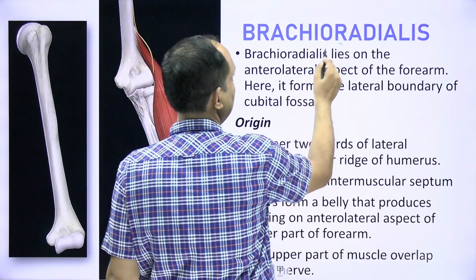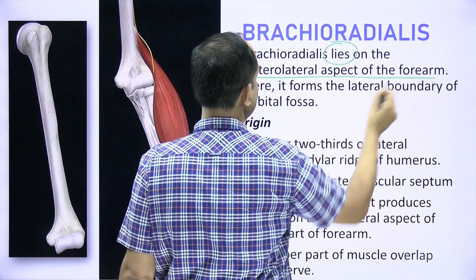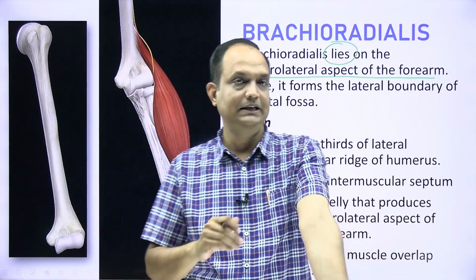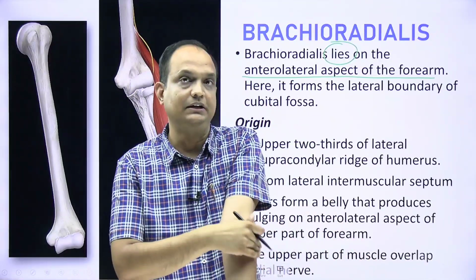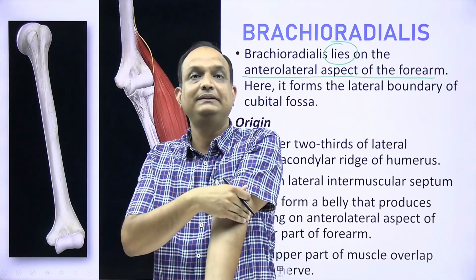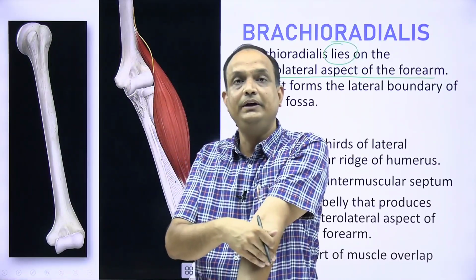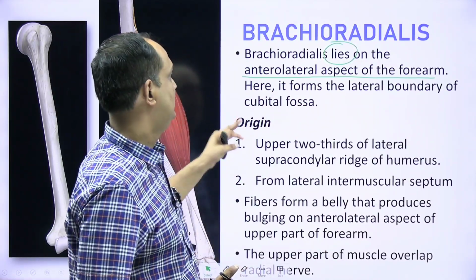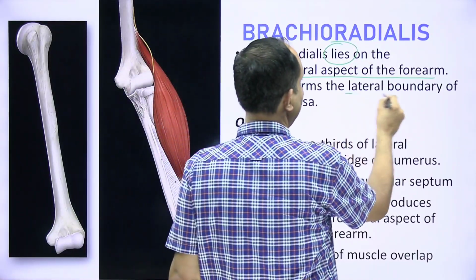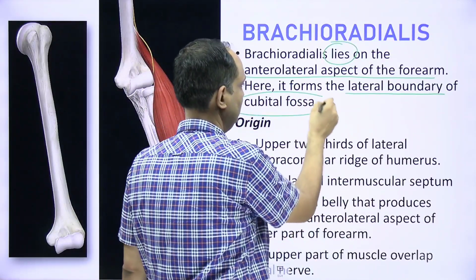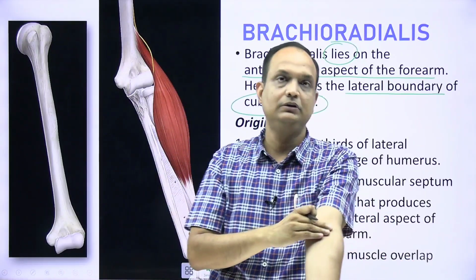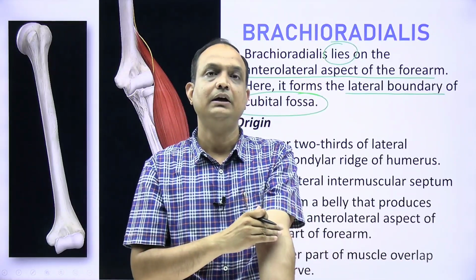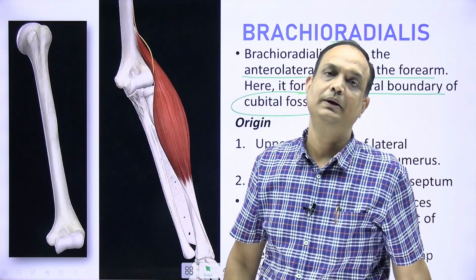Brachioradialis lies on the anterolateral aspect of the forearm. Whenever you look at your forearm, you will see this bulging. This bulging is predominantly caused by the brachioradialis. This muscle also contributes to the lateral boundary of the cubital fossa. You have a depression on the front of your elbow joint, and this depression is known as the cubital fossa.